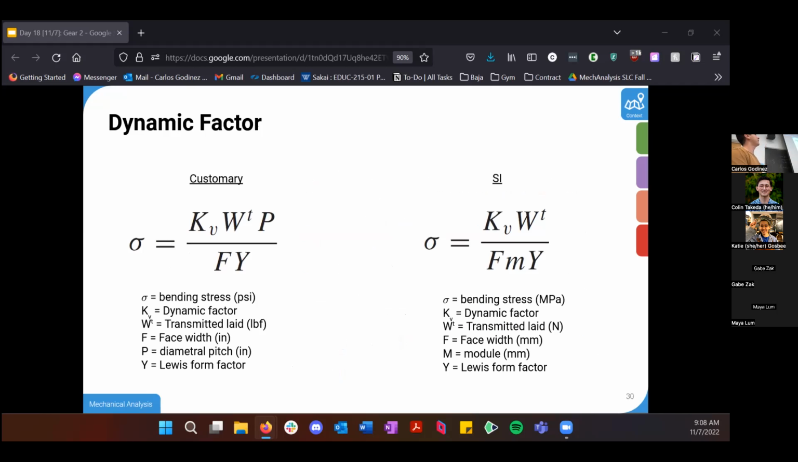Once you have your KV factor for how fast you'll be spinning, plugging that back into the Lewis bending equation is pretty simple. And this equation is your set equation for how I'm going to run everything. So if you're in customary, you're going to be using these units. You're going to be using this formula. Always check your units.